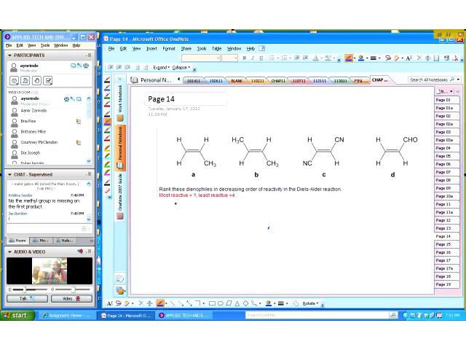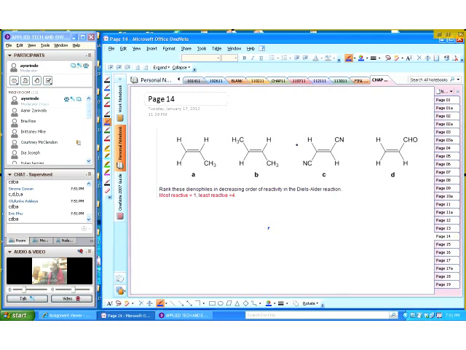Okay. What they want us to do is to rank these dienophiles in increasing order of reactivity with regard to the Diels-Alder reaction. Now, can you guys take a guess as to what the ranking will be? Keeping in mind that for the dienophile in a Diels-Alder reaction, the more electron withdrawing group attached to the carbon of the carbon-carbon double bond, the better, the more reactive the dienophile. Okay, somebody says D, C, D, B, A.